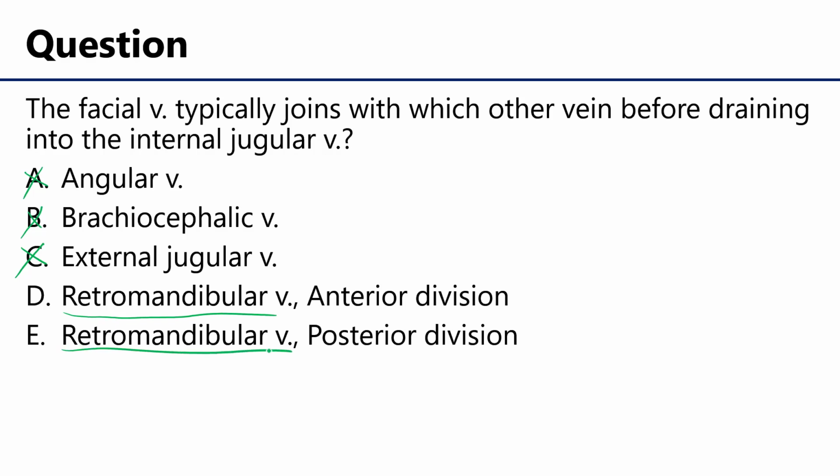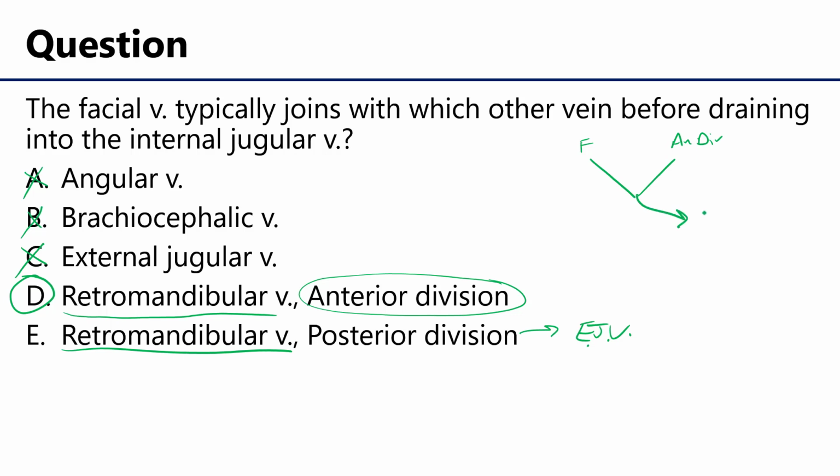Is it the anterior division or posterior division? Well, the posterior division becomes external jugular vein. It's not that one. It is the anterior division of the retromandibular vein. So D is the correct answer. Facial vein plus anterior division, common trunk, goes into, does not create, but goes into the IJ.